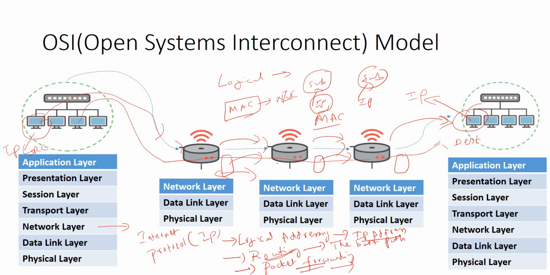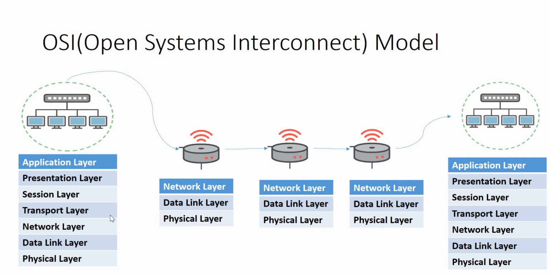To make the data transfer between adjacent nodes, this network layer will use the data link layer. So this way, this network layer will ensure the end-to-end data delivery from source to destination by performing these three important functions: logical addressing, routing and packet forwarding.